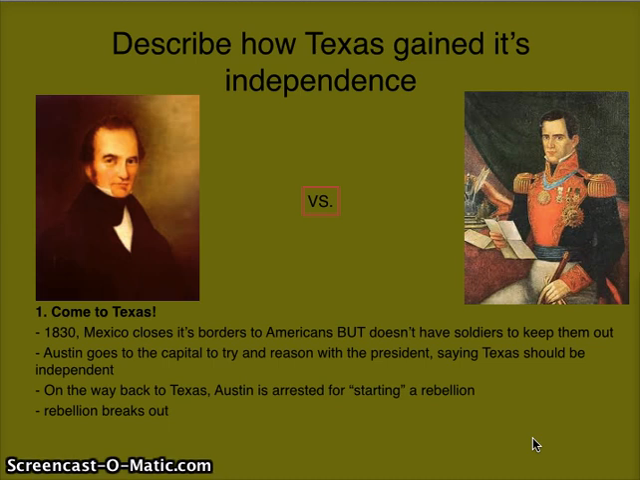When he leaves Mexico City, he sort of thinks he's successful. But what ends up happening is while he's going on his way back to Texas, Santa Anna ends up arresting Austin. And he is sort of charging him with starting a rebellion in Mexico. Now, at this point, a rebellion hasn't started. All we have is a petition. But as soon as Stephen Austin is arrested, then a rebellion starts in Texas.